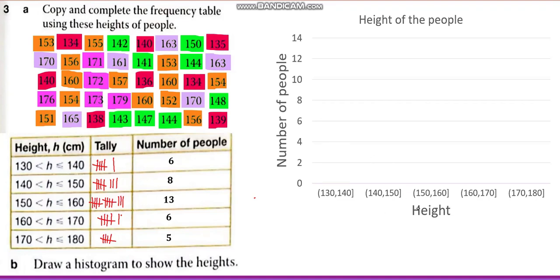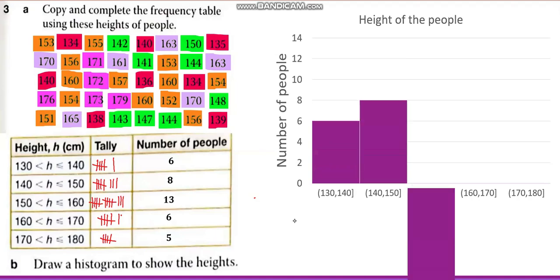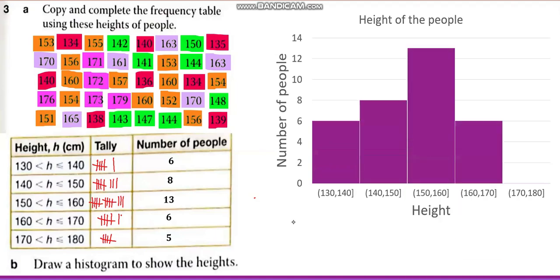So in a histogram, it is important to label the x-axis and y-axis. So here I have represented the height on the x-axis, and the frequency, meaning the number of people, on the y-axis. And I have also given the title that it is representing the height of the people. So in the first interval, there are 6 people. In the second interval, there are 8, then 13, then 6, and then 5.